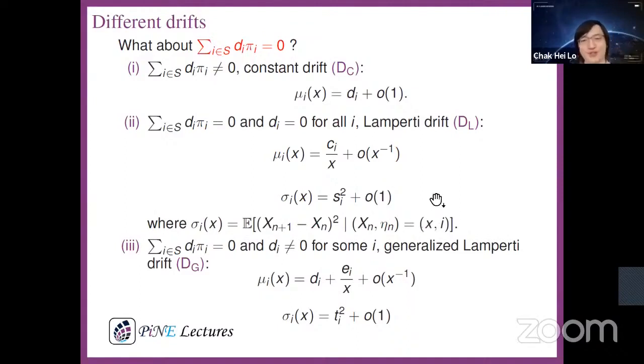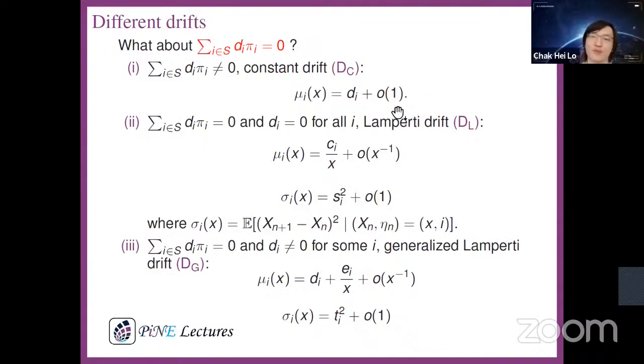Okay, so the most interesting thing is, what happens at the critical case, if the drift is zero? As I said, it's very complicated. The case that we covered, if it is not zero, then we only have the constant drift. And if it is zero, then we consider the simplest situation first. If this sum is zero, it's actually possible that all of the di are zero. This is the extra assumption. If all of the di are just zero, then definitely the sum is zero, right? And if this di is zero, then you see this disappears. So mu i is just little o(1). We have to somehow quantify this little o(1).